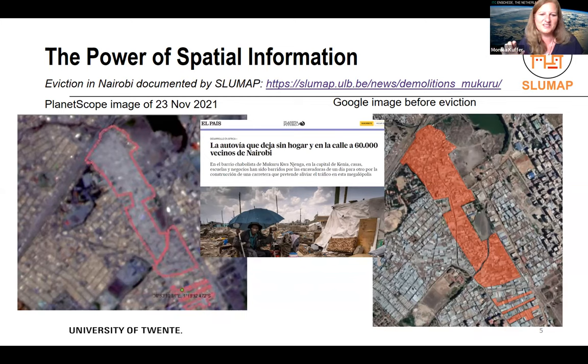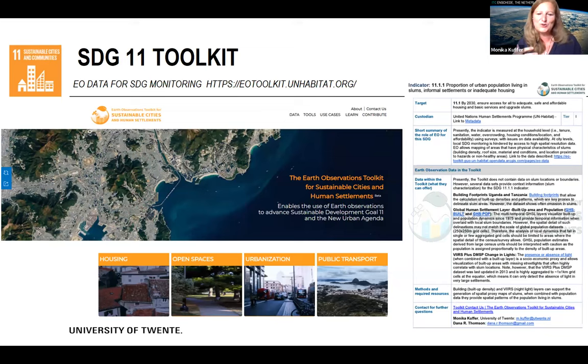With some colleagues, we also got it in the main Spanish newspaper. It also got into The Guardian, and this caused a lot of attention, so that at least this demolition was declared an illegal demolition. Which shows the power of mapping and the generation of spatial data. And that's the kind of initiative we also do together with a group that Dennis is one of the main founding fathers of. It's the SDG toolkit, where we are trying to compile data that are useful for SDG 11 indicator monitoring.